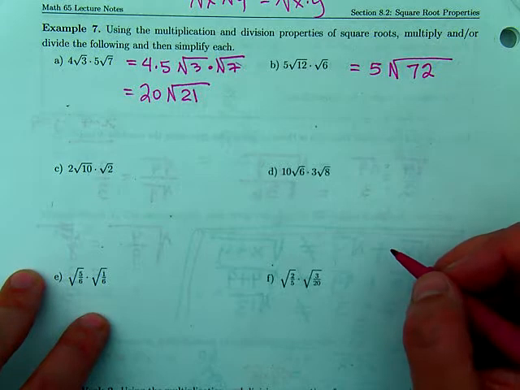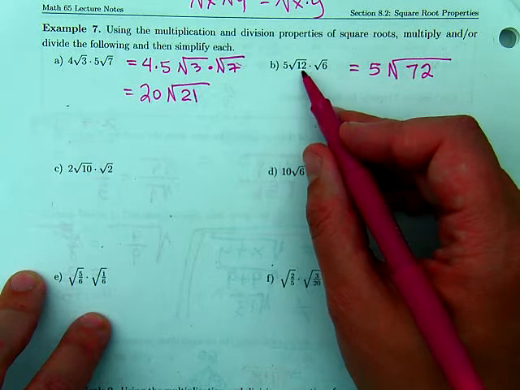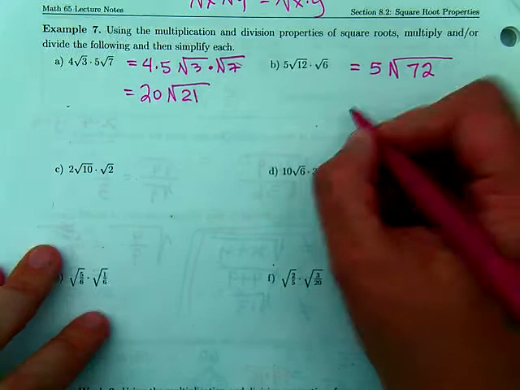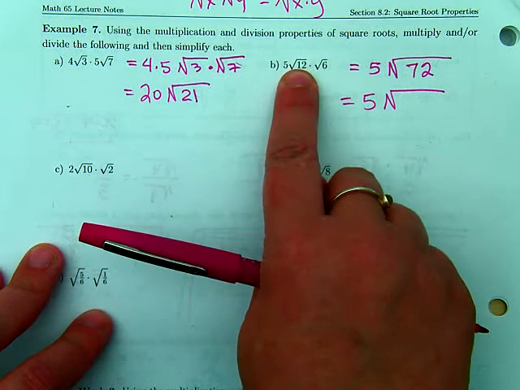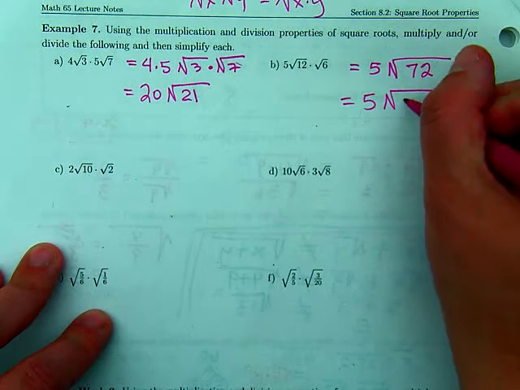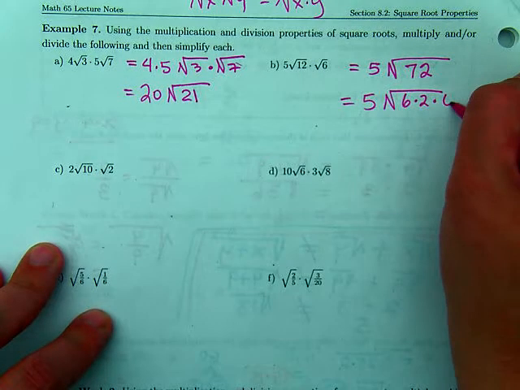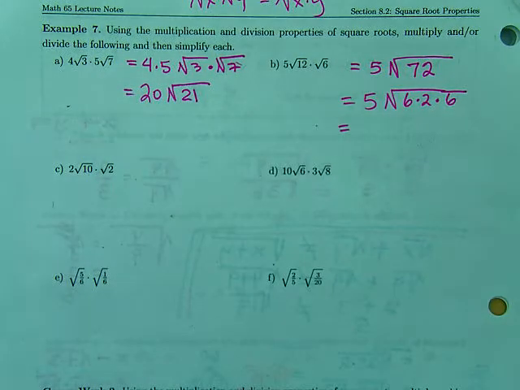72, right? But in order to multiply 6 times 12, do you notice that when you look at 12, it's 6 times 2? Yeah, do you see that? So this is the same thing as 5 times, I could have written, instead of multiplying them, 6 times 2, and then I'm going to multiply it by another 6. So that's the same thing as 36 times 2, right?